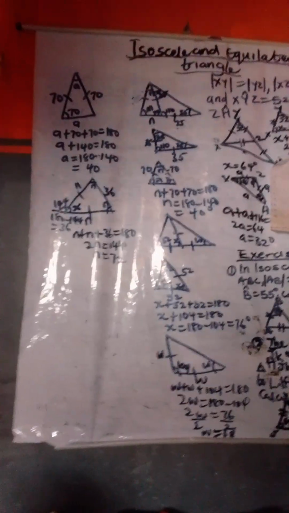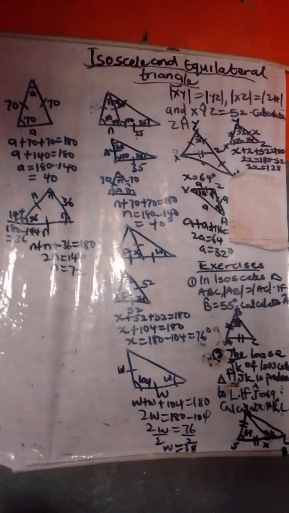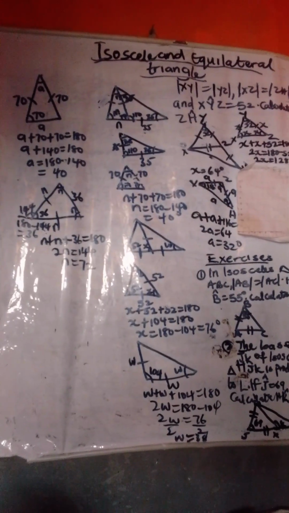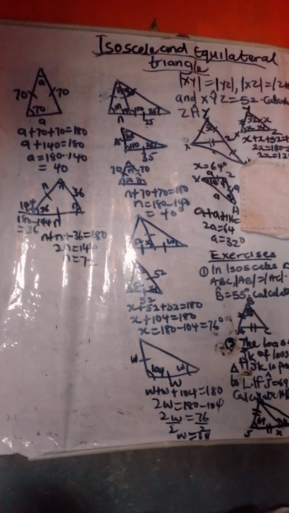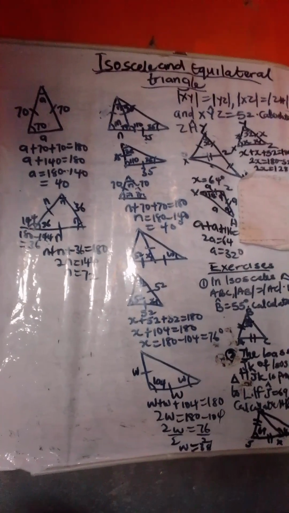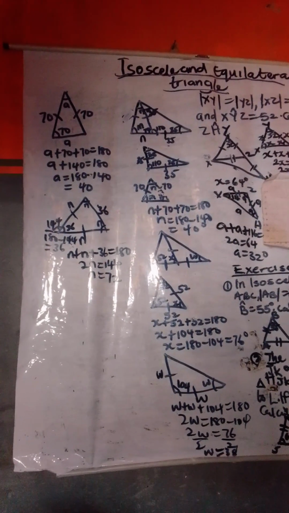Today we are looking at isosceles triangle and equilateral triangle. Isosceles triangle is a triangle in which two sides are equal, and equilateral triangle is a triangle in which three sides are equal. So let's take an example of an isosceles triangle. We have an isosceles triangle in which the two sides are equal.